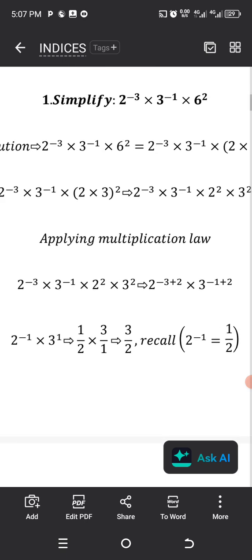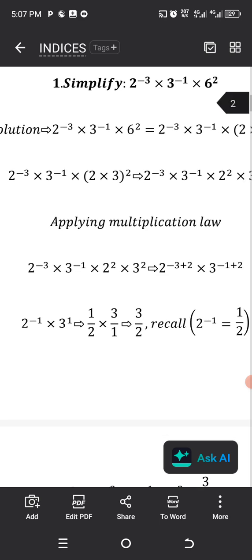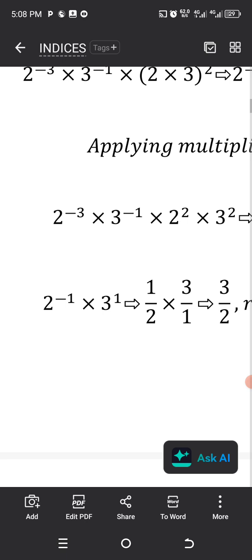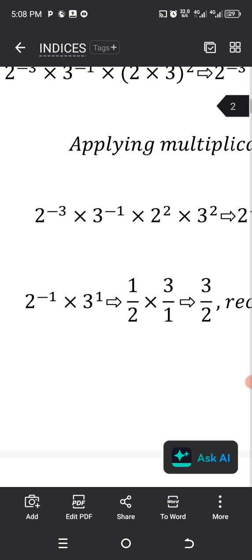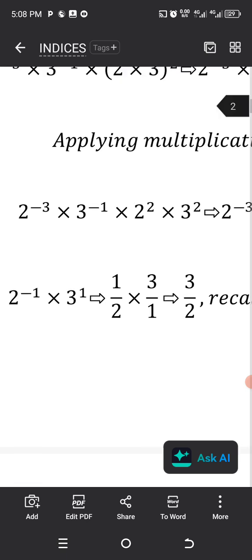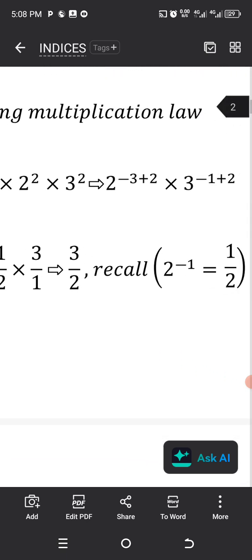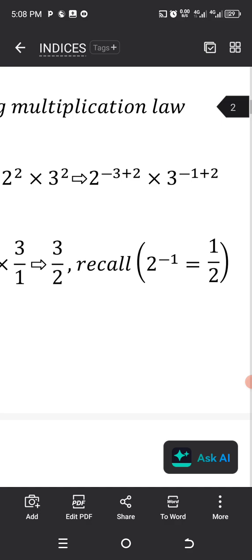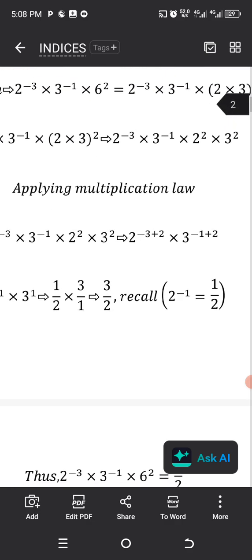Which means that minus 3 plus 2 is definitely minus 1. That is why you are having 2 raised to power minus 1 multiplied by 3 raised to power 1. And anything raised to power 1 gives you that same base. So that is why you are seeing in the next line 1 over 2 multiplied by 3 over 1, which implies 3 over 2. Recall, 2 raised to power minus 1 is called a negative index, which will give you 1 over 2. That is a fraction. So you can check through.